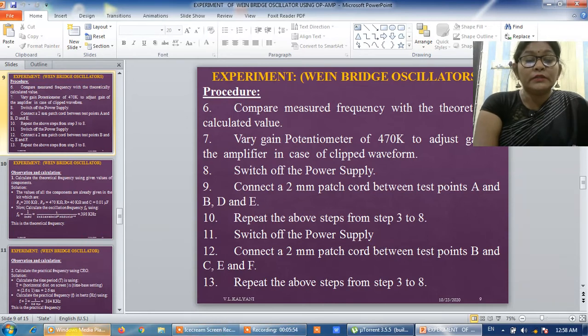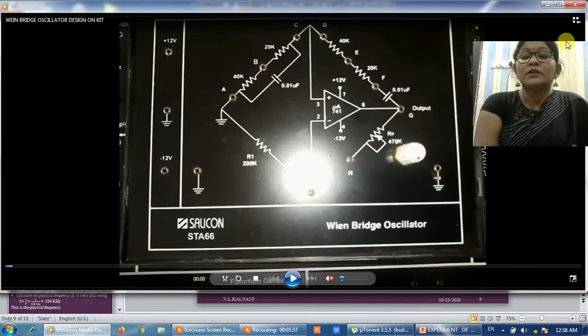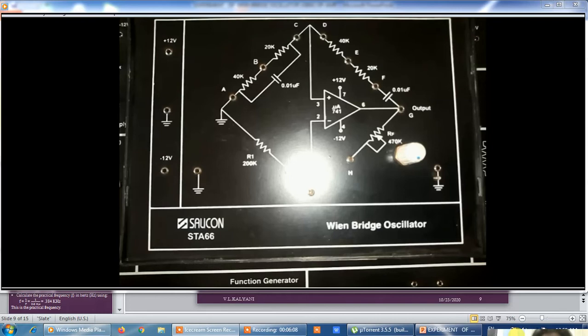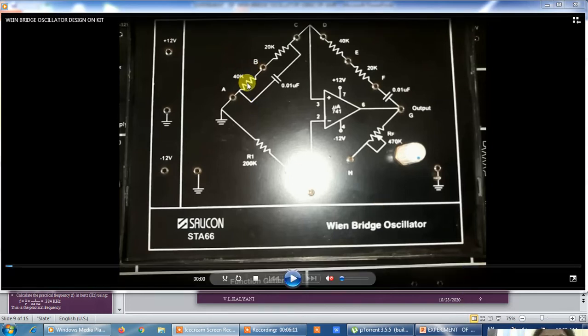So here this is your Wien bridge oscillator kit. As you can see over here, this is the circuit diagram of the Wien bridge oscillator. Here these are the values given: 40 kilo ohm, 20 kilo ohm. This is your capacitor, 0.01 microfarad. Again this is your parallel arm of the RC combination. So you can choose over here any value of the resistance. You can choose either the value of 40 kilo ohm or the value of 20 kilo ohm.